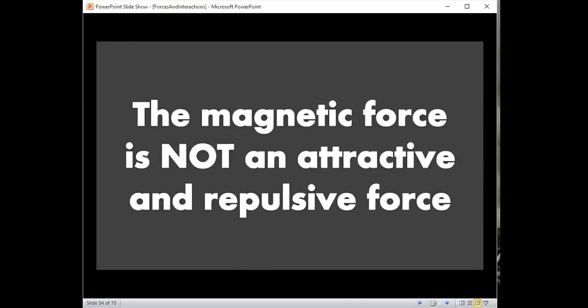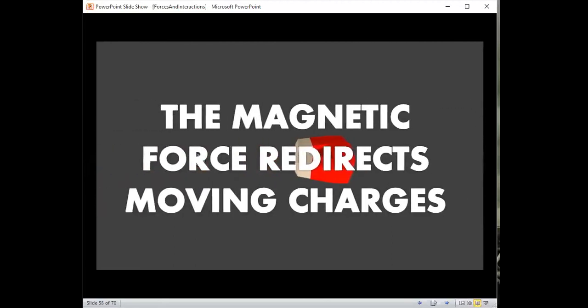This is why I had such a hard time understanding magnetism, because our experiences tell us that magnetic forces are repulsive and attractive forces among magnets, right? As it turns out, no. The magnetic force does one thing and one thing only. The magnetic force redirects moving charges. That's all it does.